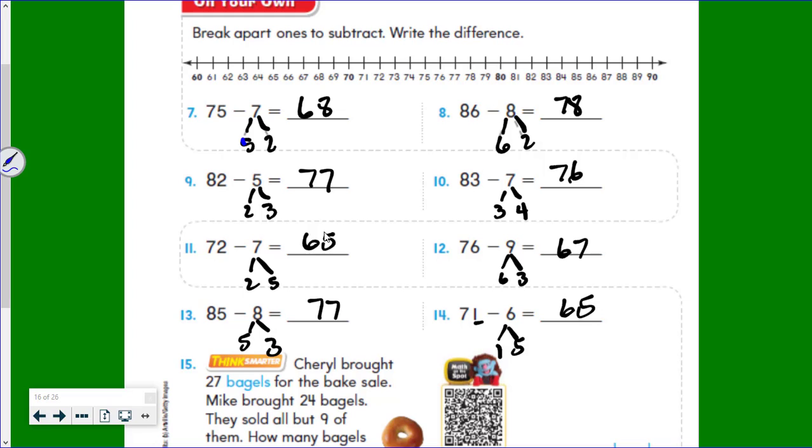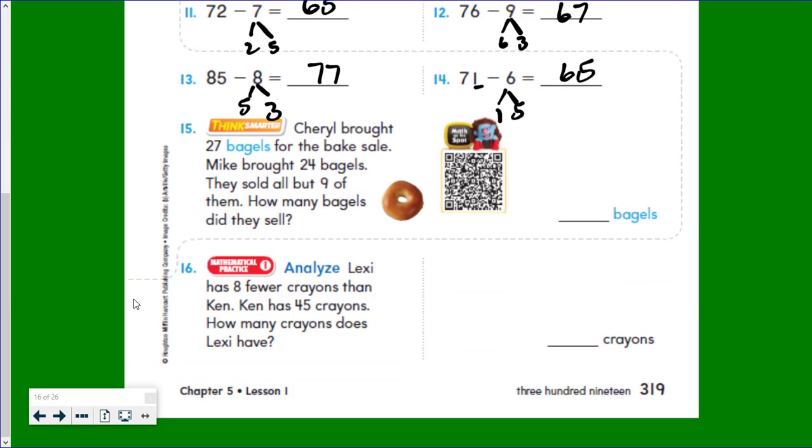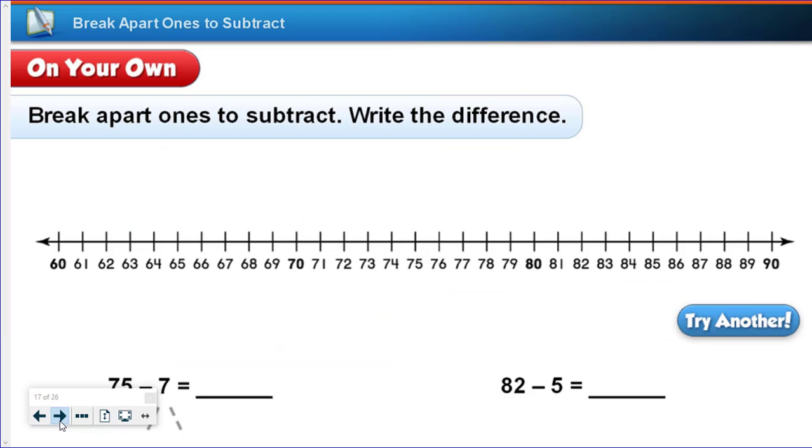2 and 5 equals 7, so 65 is the answer. 6 plus 3 equals 9, so 67 is the answer. 5 plus 3 equals 8, 77 is the answer. And then 1 plus 5 equals 6, 65 is the answer. Okay, let's go to the next page.